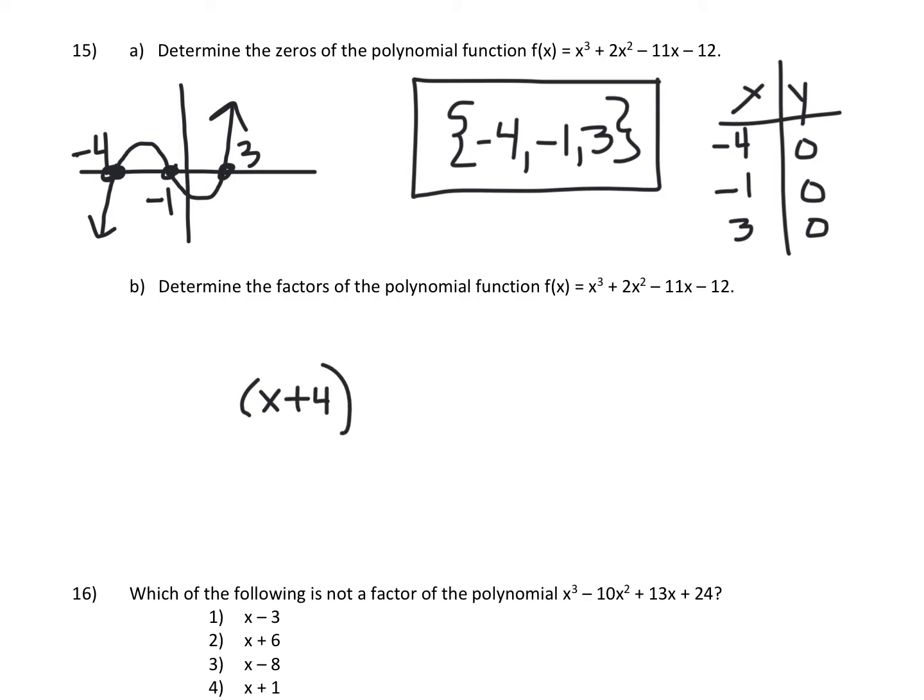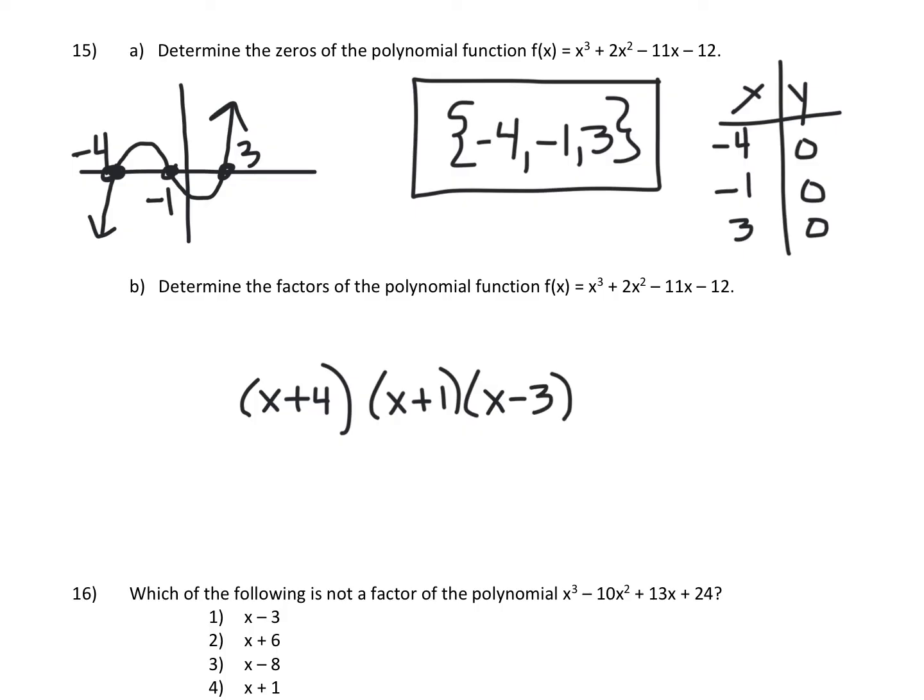Okay, and then if we have a 0 at x equals -1, the factor will be x plus 1. Please make sure you write your factors next to each other. All right, and then our final factor, if we have a 0 at x equals positive 3, what factor would correspond with that? X minus 3.